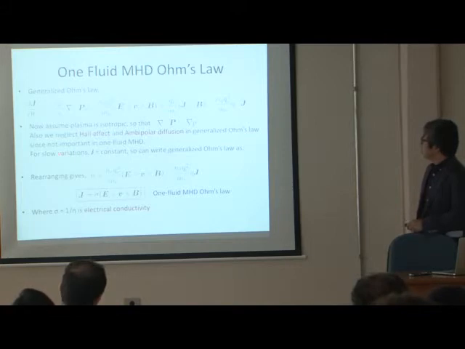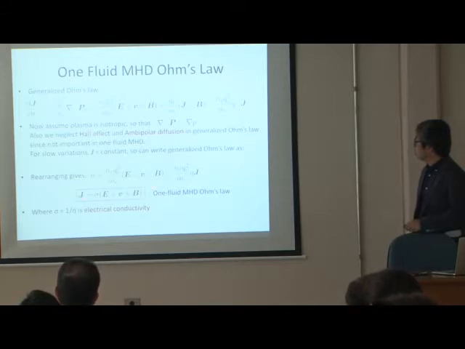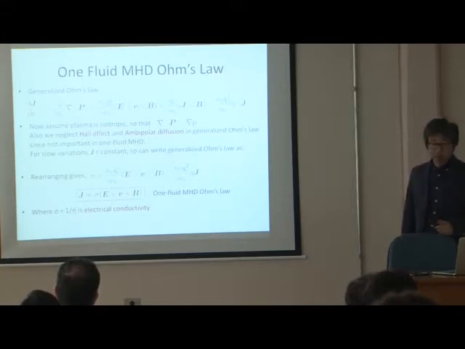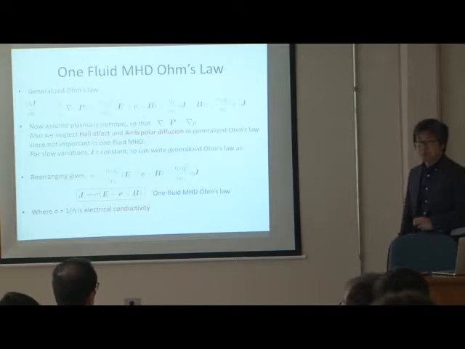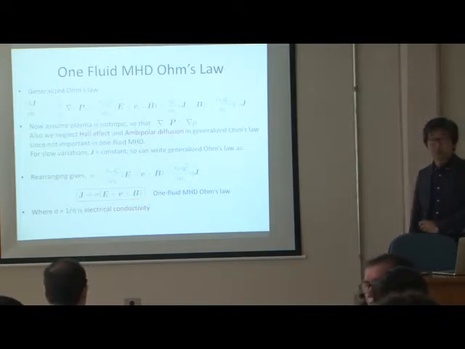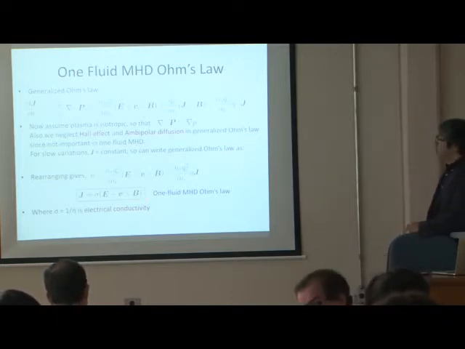Okay, so this is rearranging this equation. Then we can write J equal to sigma times (E plus v cross B). So sigma is 1 over eta, and we say this is the electrical conductivity. So this is the one-fluid MHD Ohm's law. We can use it for the very simplest situation for Ohm's law.